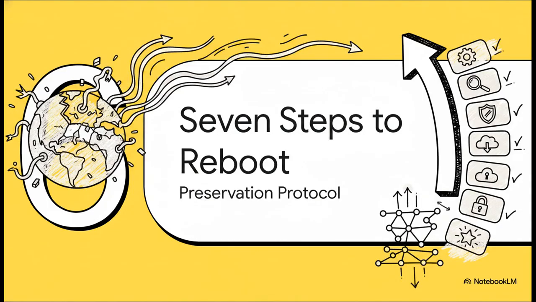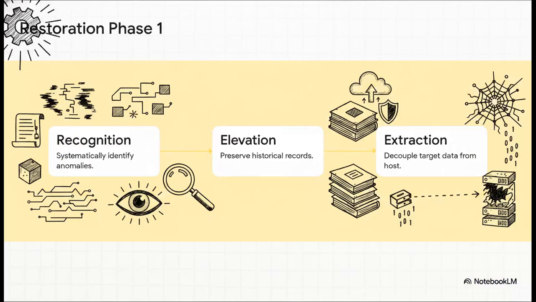Section 6. 7 steps to reboot. Well, a crashed system has to be restored, right? The source outlines a preservation protocol to finally patch the network. Phase 1 begins with recognition, systematically identifying these structural anomalies. Step 2 is elevation, strategically backing up and preserving historical, non-standard records. And Step 3 is extraction, which is successfully decoupling the target data elements entirely away from the corrupted host network so they can't be further misclassified.